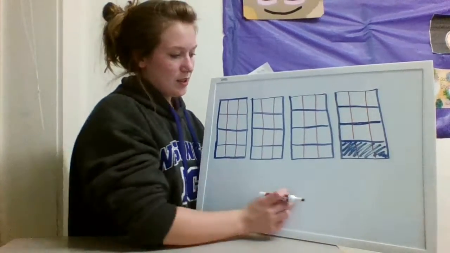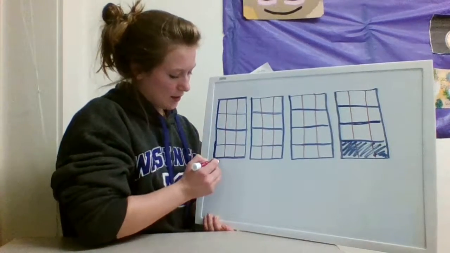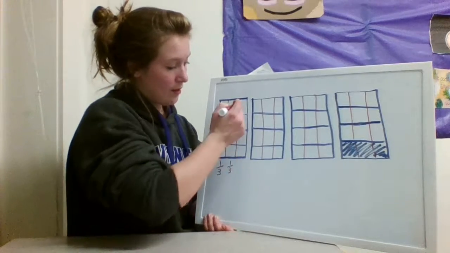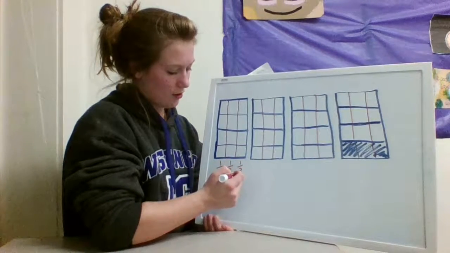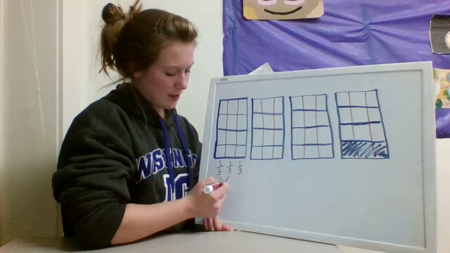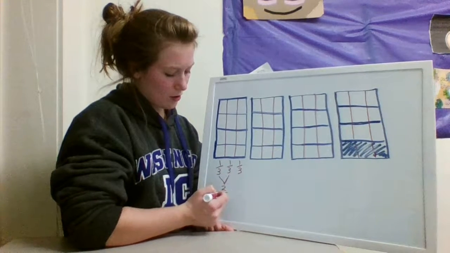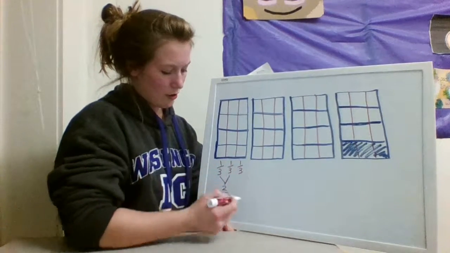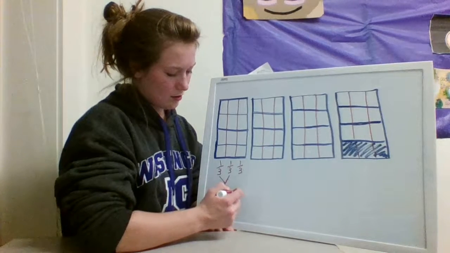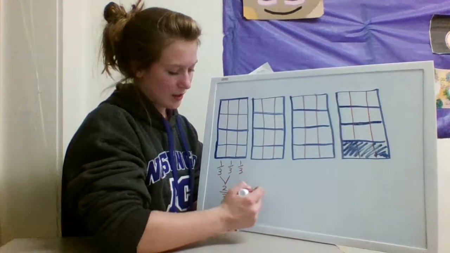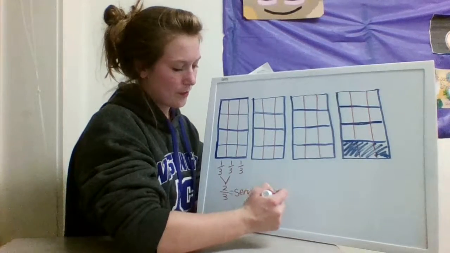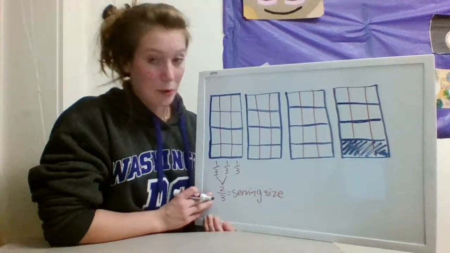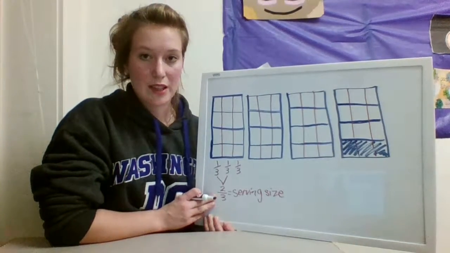So now that they're split into thirds, we can see that this is 1/3, this is 1/3, this is 1/3. And based on that, we can see that these equal 2/3, because it's 2 of our thirds. And 2/3 equals 1 serving size, right? According to our problem. So now that we have that figured out, we have to figure out how many blocks equal our 2/3 serving size.